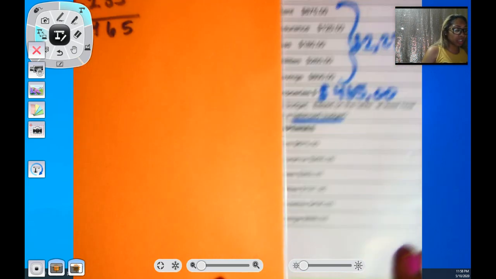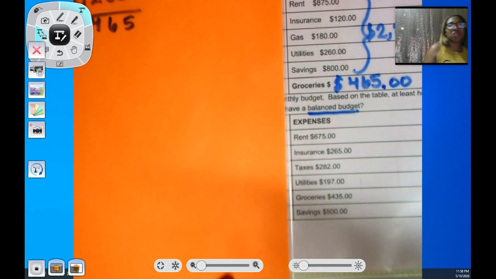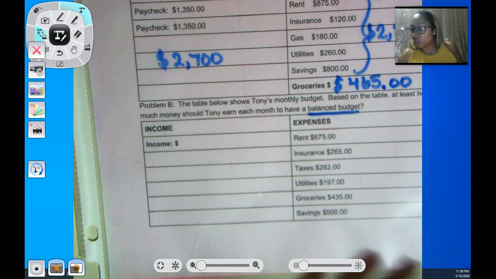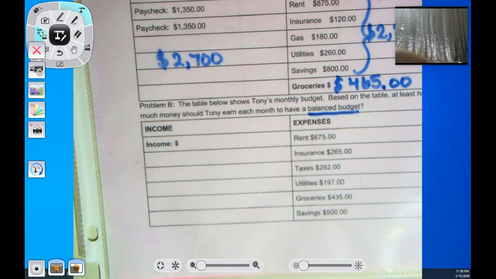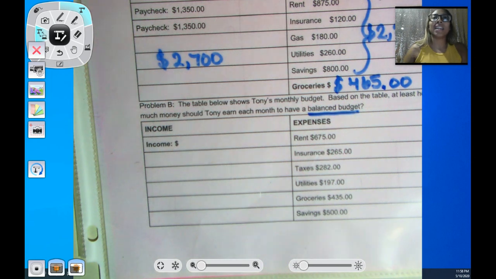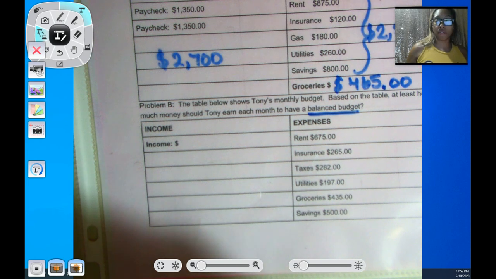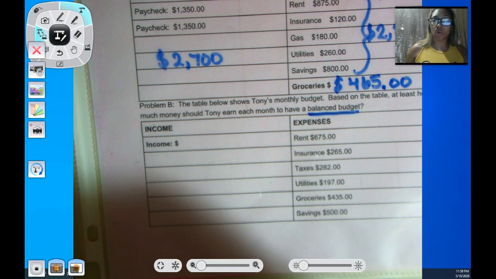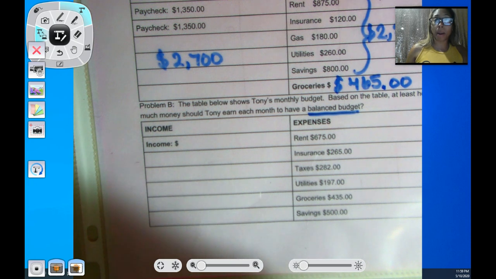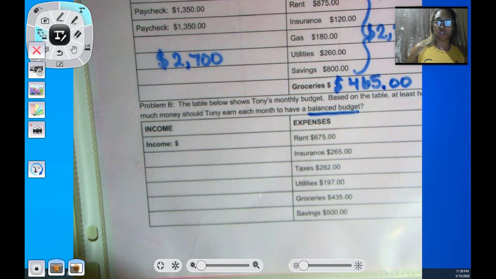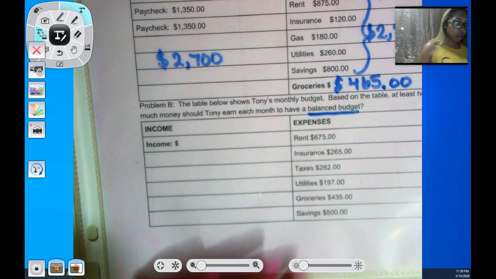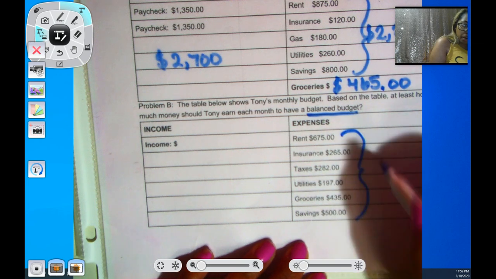All right, so you should have added up all of Tony's expenses. So off to the side, you're adding 675, you're adding 265, you're adding 282, and you're adding 197, 435, 500. I am going to fast forward through this problem because I want to make sure that we don't waste any time. So you get a grand total for all of his expenses once you've added up everything.